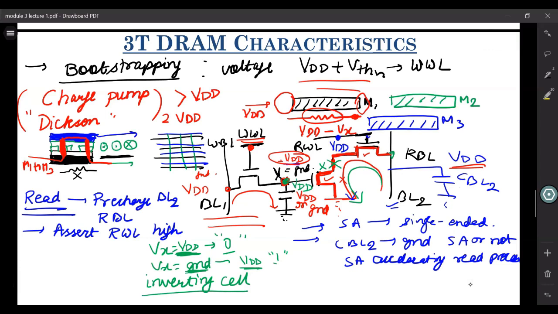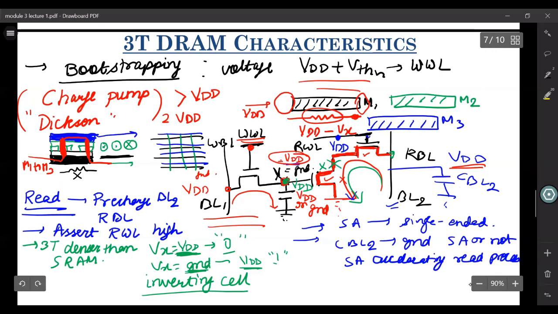Now if you look at its advantages. First, there are 3 transistors, so it is denser than SRAM. Second, you have read and write paths decoupled. Do we need to size it? So similar to the 8T SRAM cell, we don't have any sizing constraint. You don't need to size anything. Okay, these are the 2 advantages.